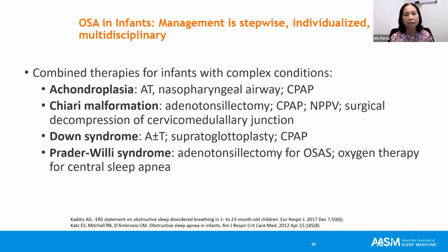condition persists. Those with Chiari malformation may improve with adenotonsillectomy, non-invasive positive pressure ventilation, or surgical decompression of the cervicomedullary junction. Patients with Down syndrome, who we will discuss later, and the Prader-Willi Syndrome will also benefit with adenotonsillectomy. Patients with Down syndrome may benefit with supraglottoplasty or CPAP, and those with Prader-Willi may benefit with adenotonsillectomy and the addition of oxygen in those with central sleep apnea.